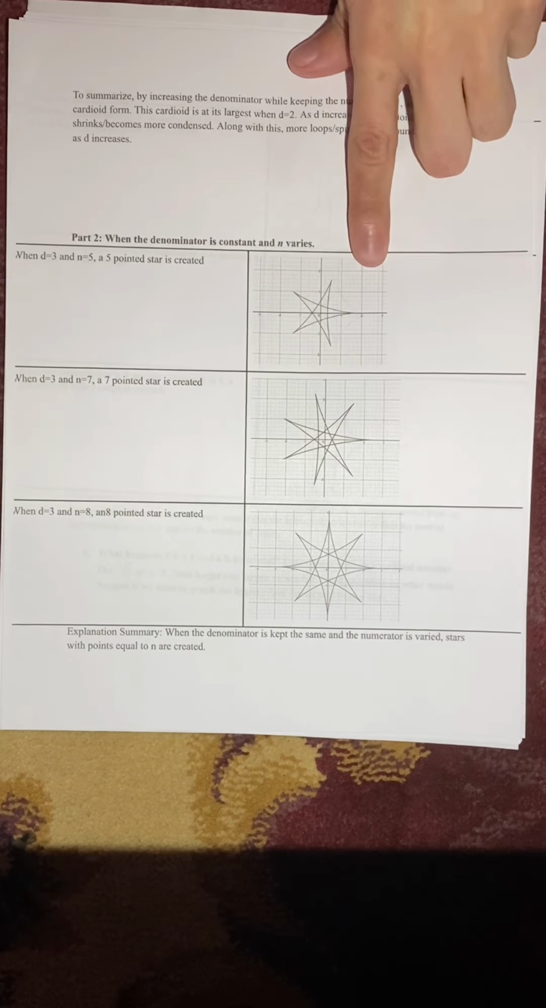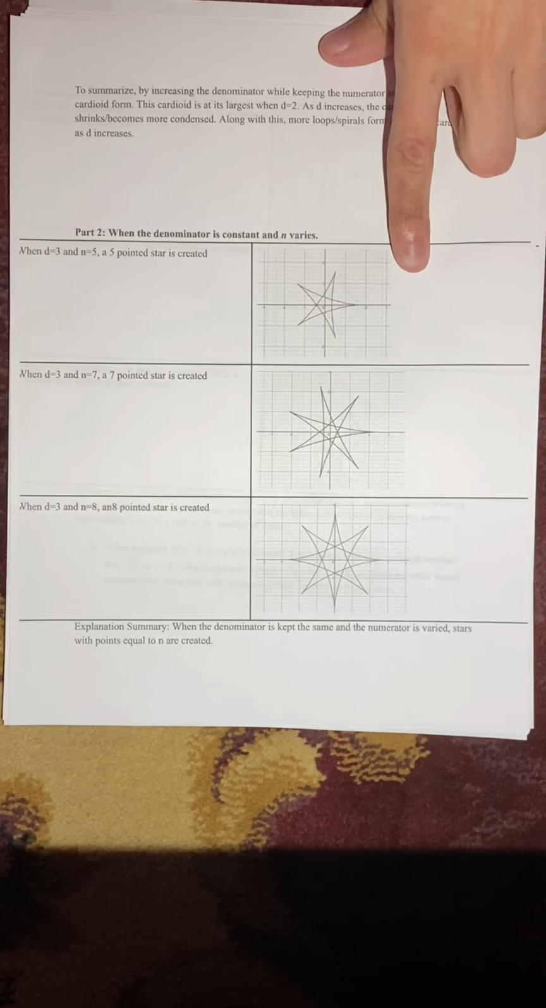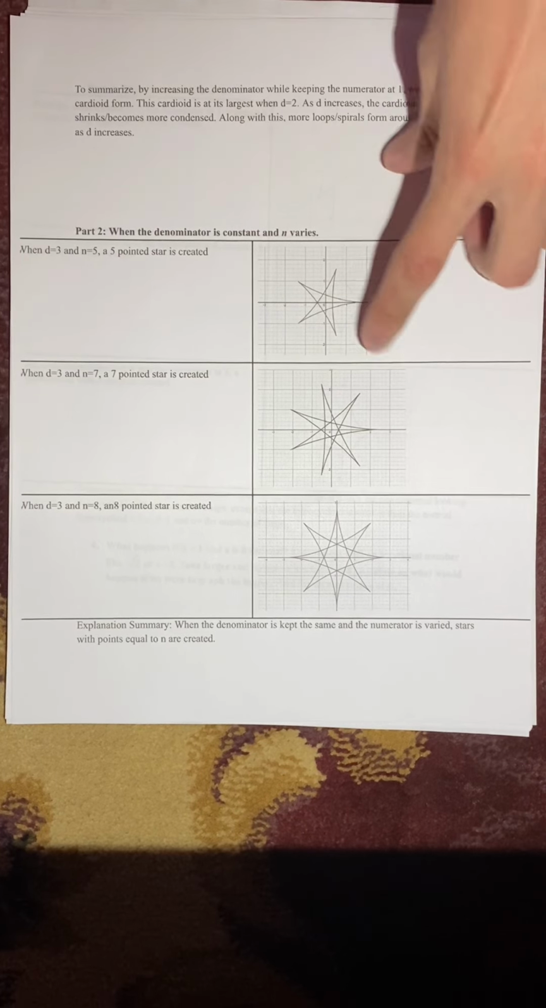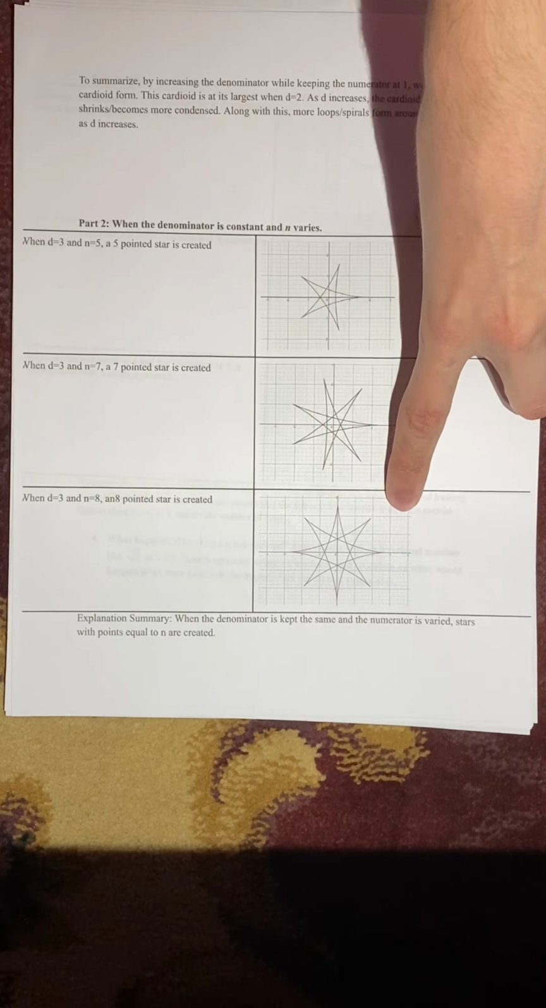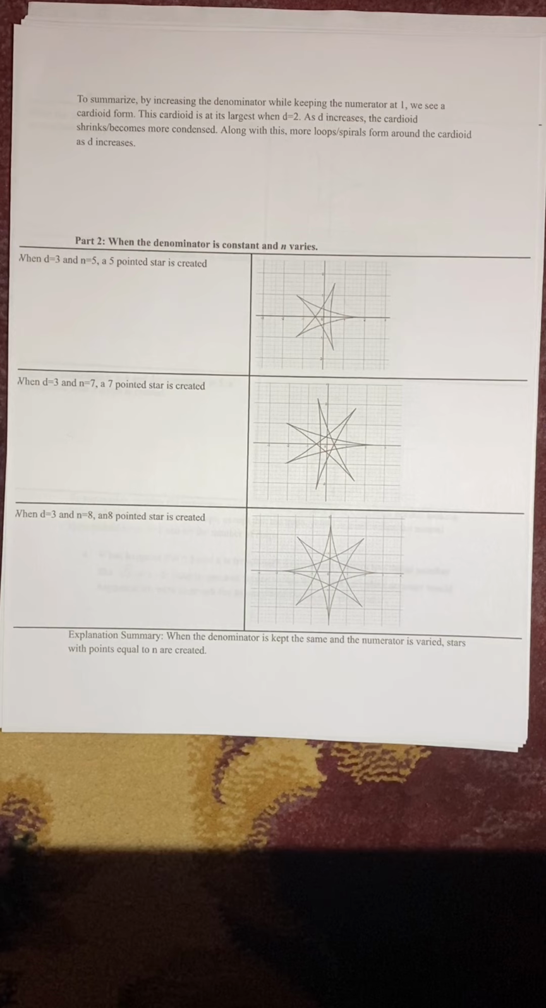Part 2 of question 3 asks about when the denominator is held constant and n is varied. Here, the denominator is kept at 3 for all 3 images. First, n equals 5. As you can see, a 5-pointed star is formed. When n equals 7, a 7-pointed star is formed. And when n equals 8, an 8-pointed star is formed. To summarize, when the denominator is kept the same and n is changed, the shape formed will be a star with n number of points.